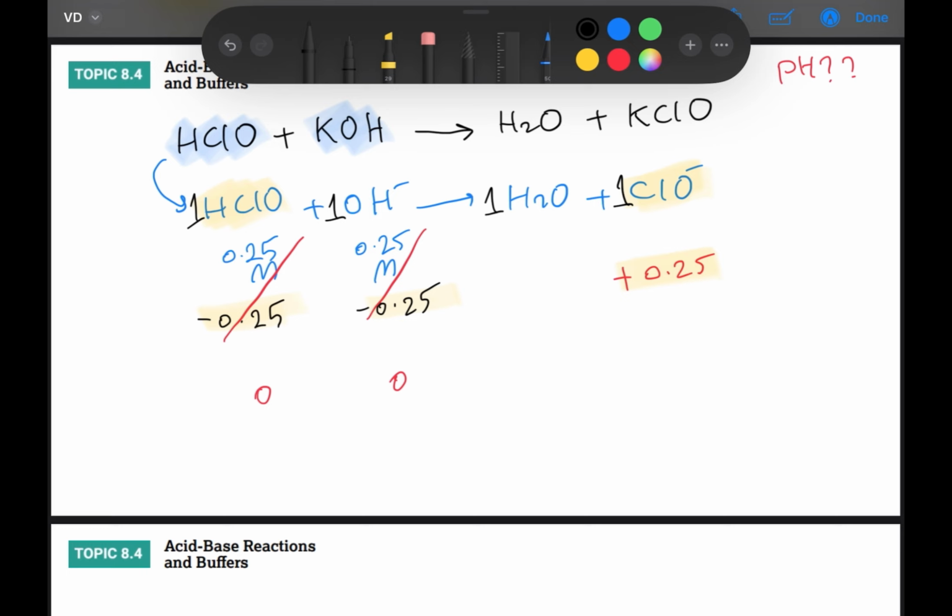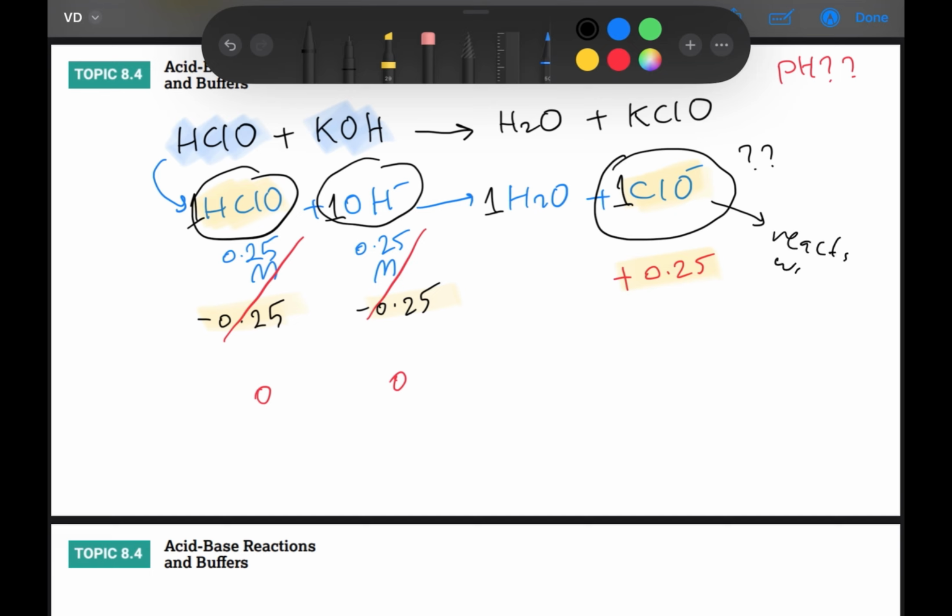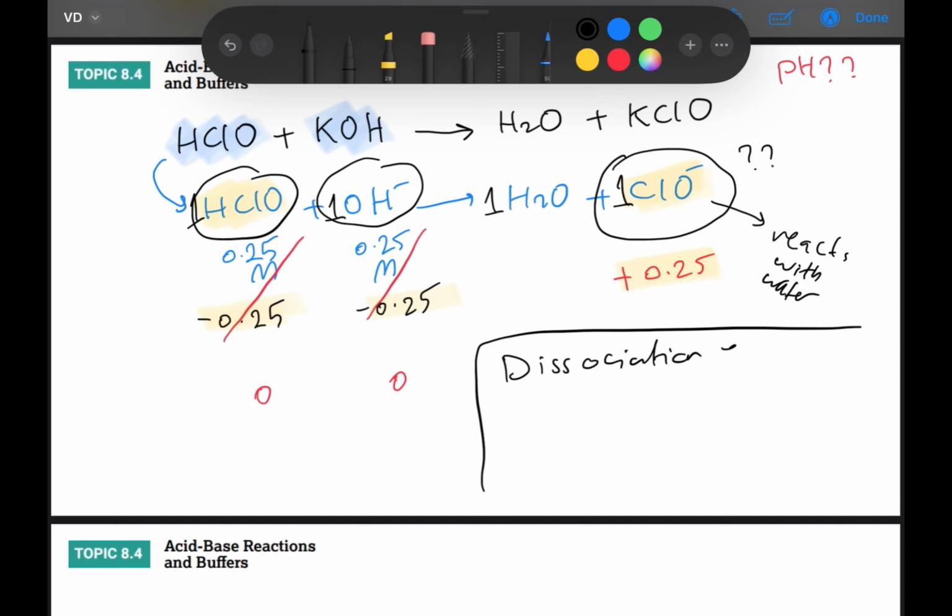Now we don't have weak acid, we don't have hydroxide, but we have only ClO negative. What does it do? As we said, since it comes from a weak acid, it has the ability to dissociate, or it reacts with water. If it reacts with water, then I have to write another equation, a dissociation equation. How can I write the dissociation equation for ClO negative? We don't have any acid here, we don't have any concentration of OH. All of these are dead so far.